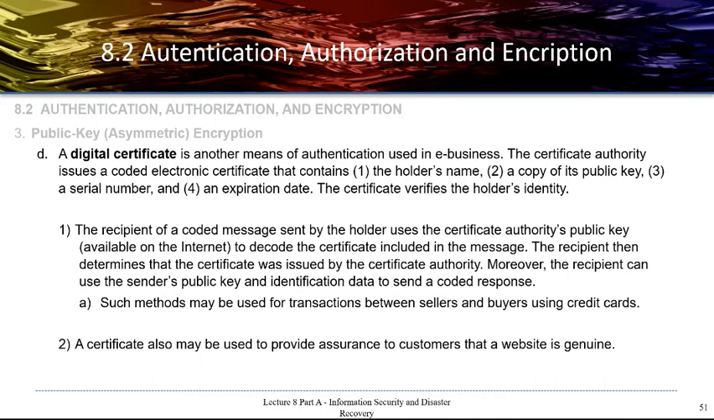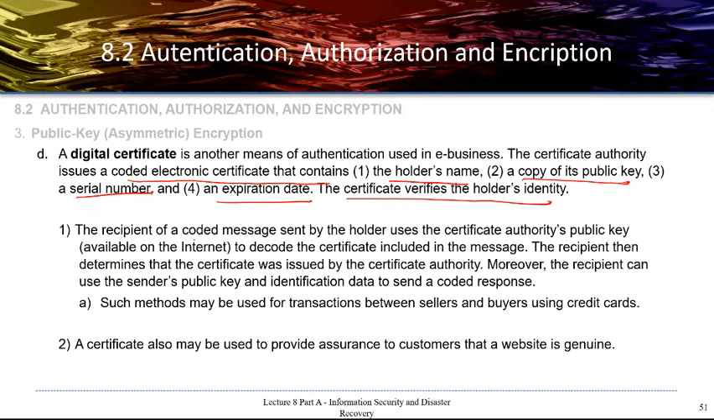So the digital certificate is another thing. Now your mobile phones and all that, you'll have a recorded digital certificate to access. There is another means of authentication used in e-business, electronic commerce. The certificate authority issues a coded electronic certificate that contains the holder's name, a copy of the public key, the serial number, and the expiration date. The certificate verifies the holder's identity. So if you install the digital certificate, then you can do the signing.